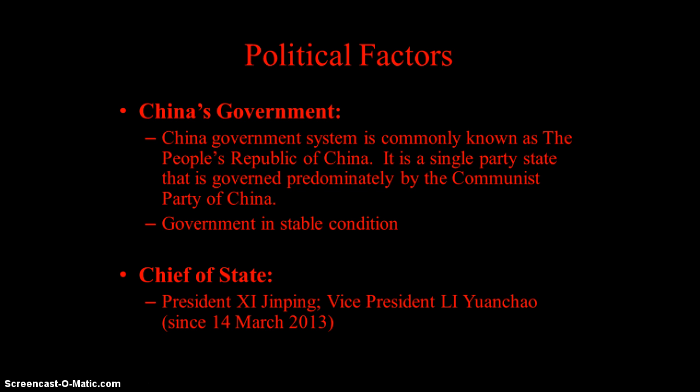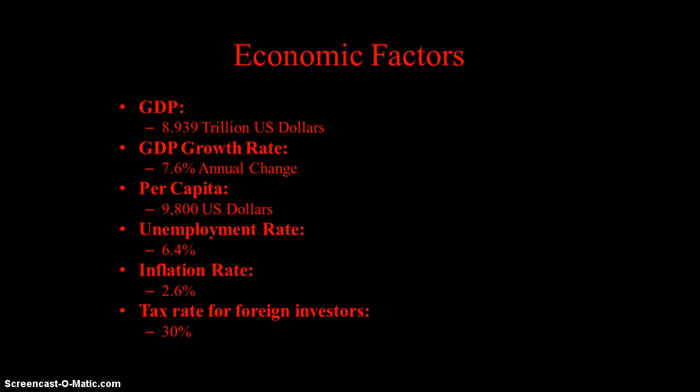This basically means that for foreign investors in this market, it is difficult for them to get a read on the Chinese executives. So it is very hard for them to see what they're going to invest in and what they are not. The chief of state in China is President Xi Jinping, and the Vice President is Li Yuanchao. They have been in office since March 14th of 2013. So right now, here in April of 2014, they've been in office for roughly 13 months.